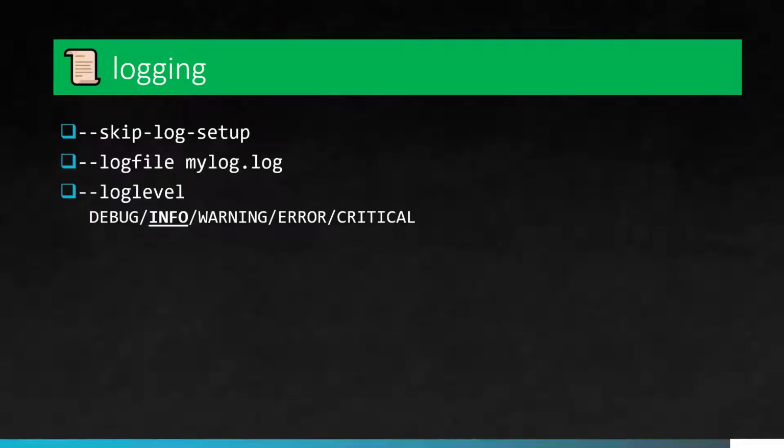In the command line, you can skip the logging setup using the skip log setup command. And also you'll be able to log your information to the file using the log file option, and you have to pass the file name. And also you can customize the logging level. By default, it uses the info level.